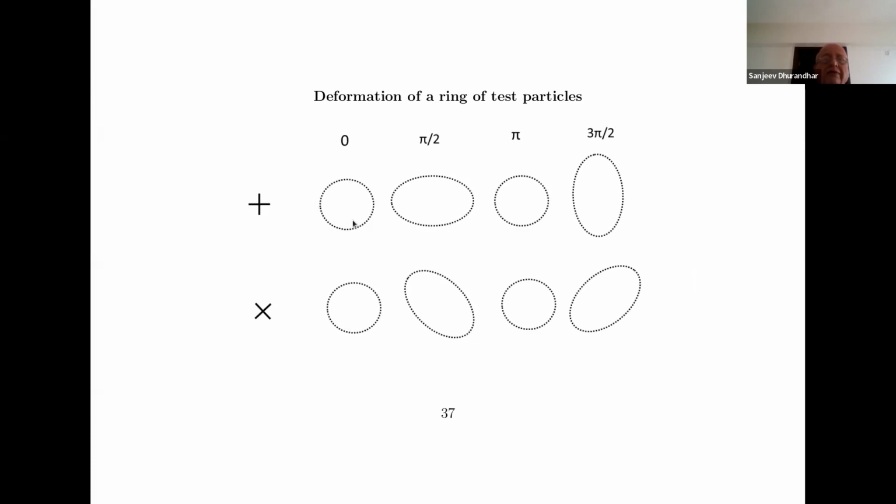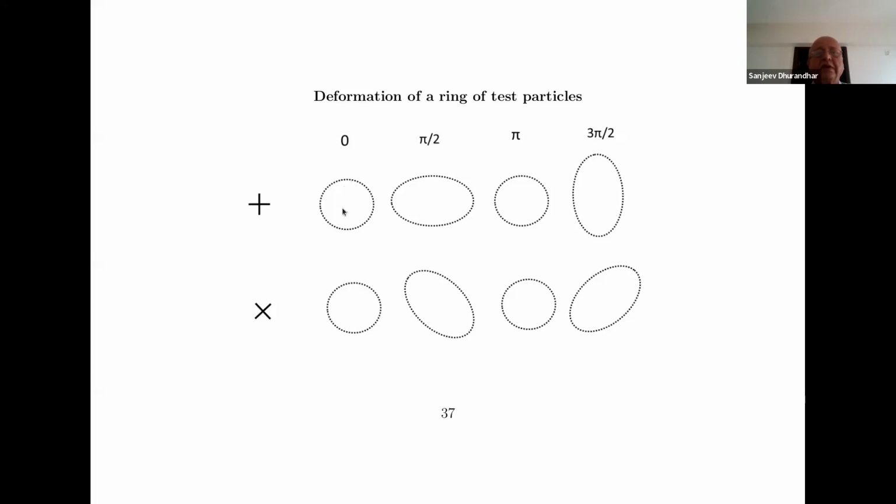So what we have is a wave which is traveling in the z direction, going into the plane of the wave, the plane of the screen. And this circle becomes an ellipse, which looks like this for pi by 2. For pi, it becomes again a circle. Then back into an ellipse with the semi-major and semi-minor axis interchanged. And this, in fact, will allow us to now use this principle for detection.